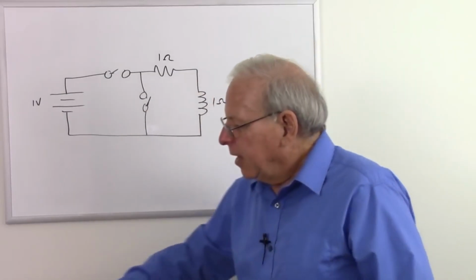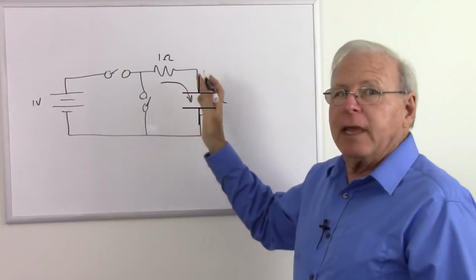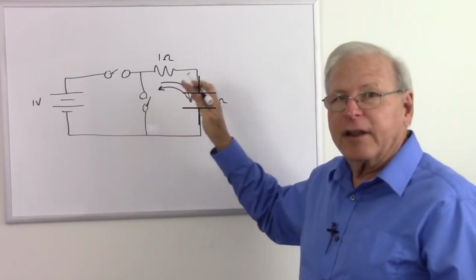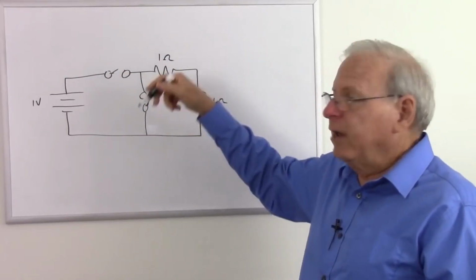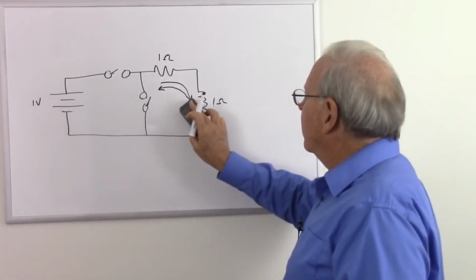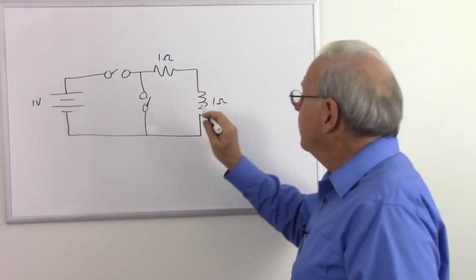Remember that when the capacitor was charging, current was flowing this way. Then when it discharged, current flowed the opposite way, and I refer to that as negative current. Current flowing this way was positive current. Current flowing the other way was negative current. In the inductor, we get something similar. Well, I don't know if you can call it similar, but the concept works out the same.